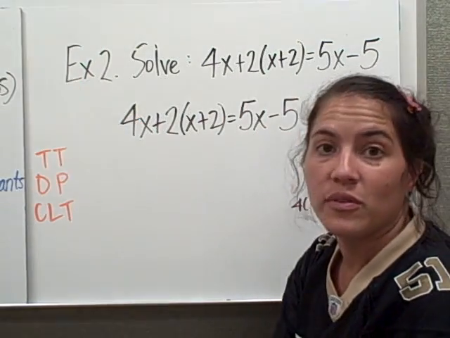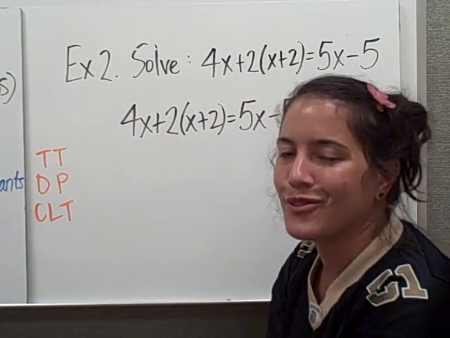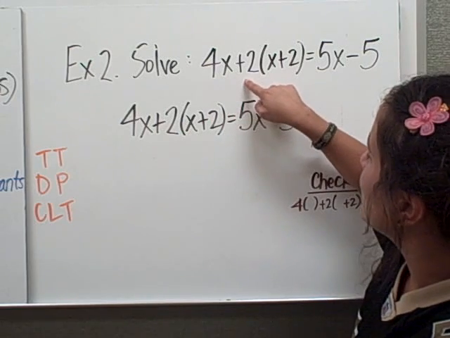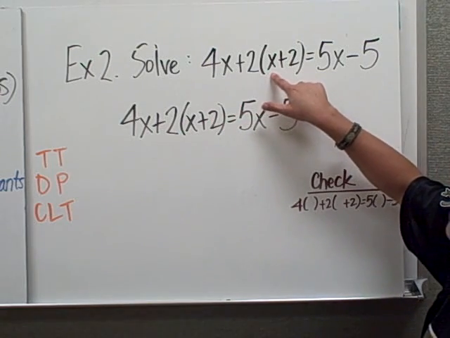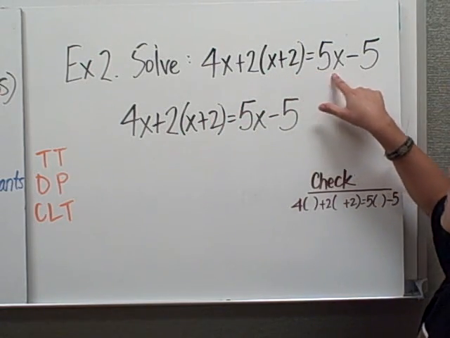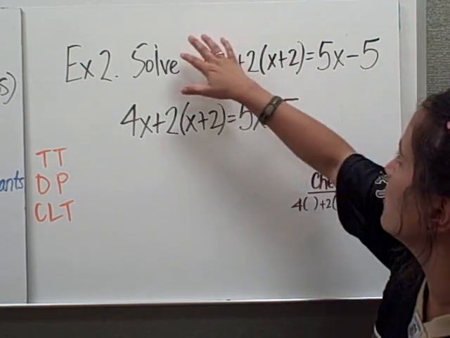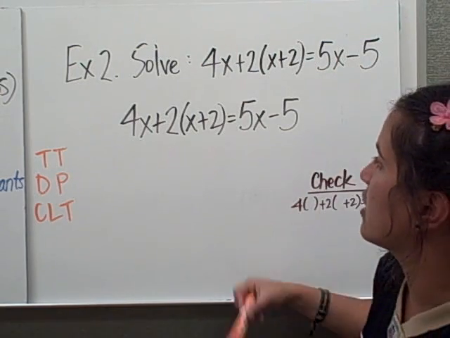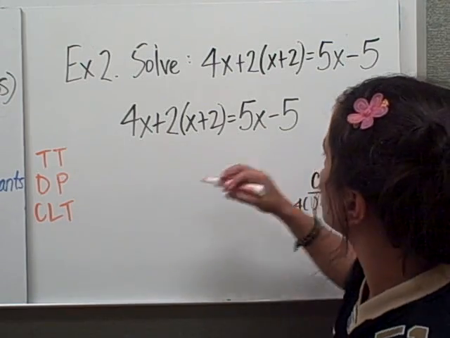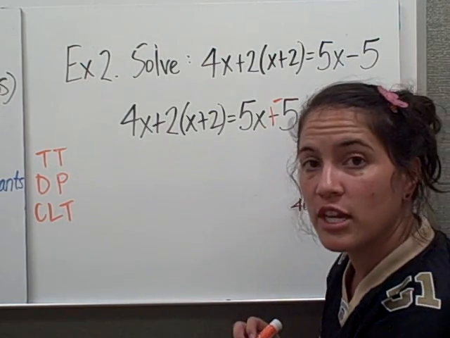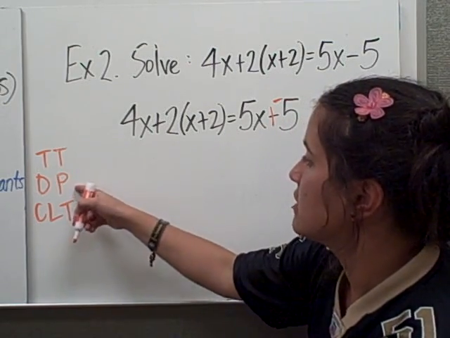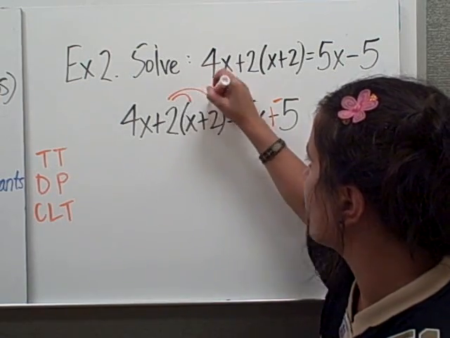Okay. Example number 2. Let's do another one together before you try one on your own. 4x plus 2 times x plus 2 equals 5x minus 5. We've got a lot going on, so let's walk through our steps. The first step is touch twice, right there. Cha-ching, touch twice. The second step is the distributive property, which we have going on right here.